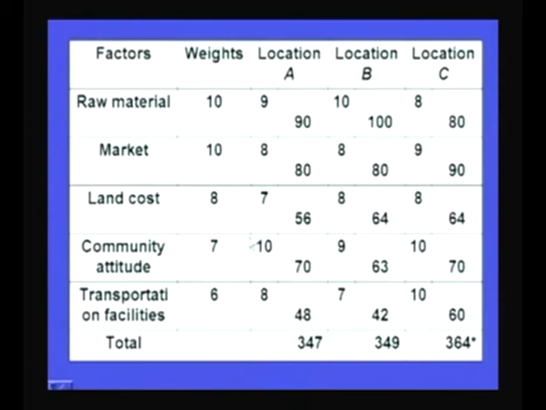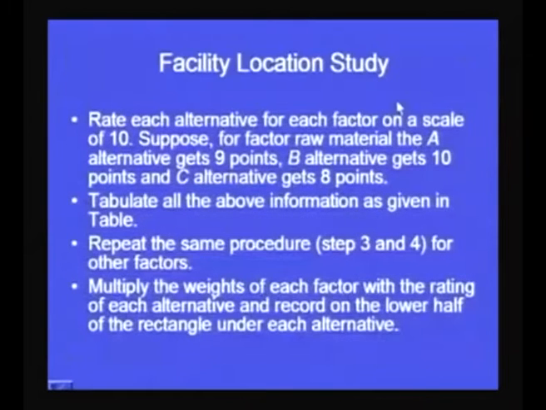Now, we see how to do the calculations. We have at hand location 1, location 2 and location 3, or we can call these location A, location B and location C. Out of these we have to select the best location. Now, how to go about it? Rate each alternative for each factor on a scale of 10. Already we have given the relative weightage to each of these factors.